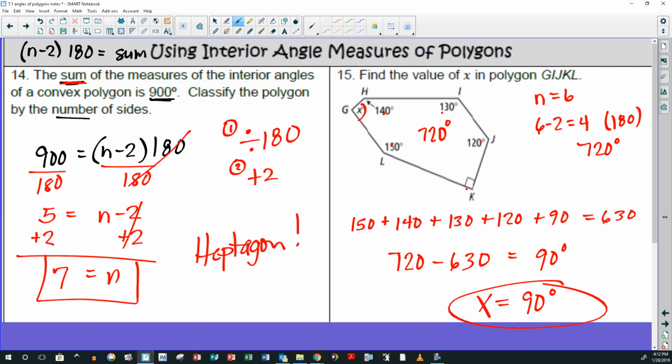So the total is going to change depending on your figure. If it's a triangle, your total is 180. If it's a quadrilateral, your total is 360. If it's a pentagon, your total is 540. So you have to count the number of sides so you can determine your total.